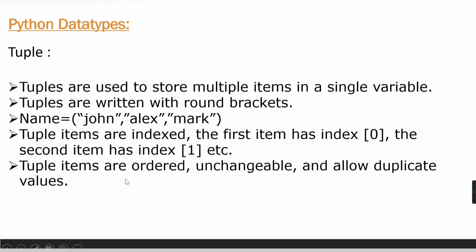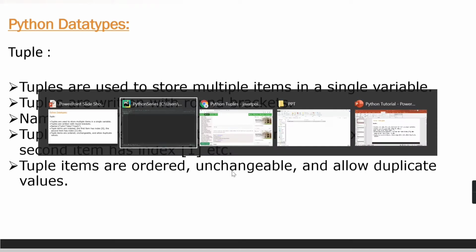The only difference with the list is that list items were also ordered and also allowed duplicate values, but they were changeable. Once we created the list, we can add or remove items in it, but in a tuple we cannot add or remove items once the tuple is declared. So let's check in our code how we can declare a tuple and make use of it.